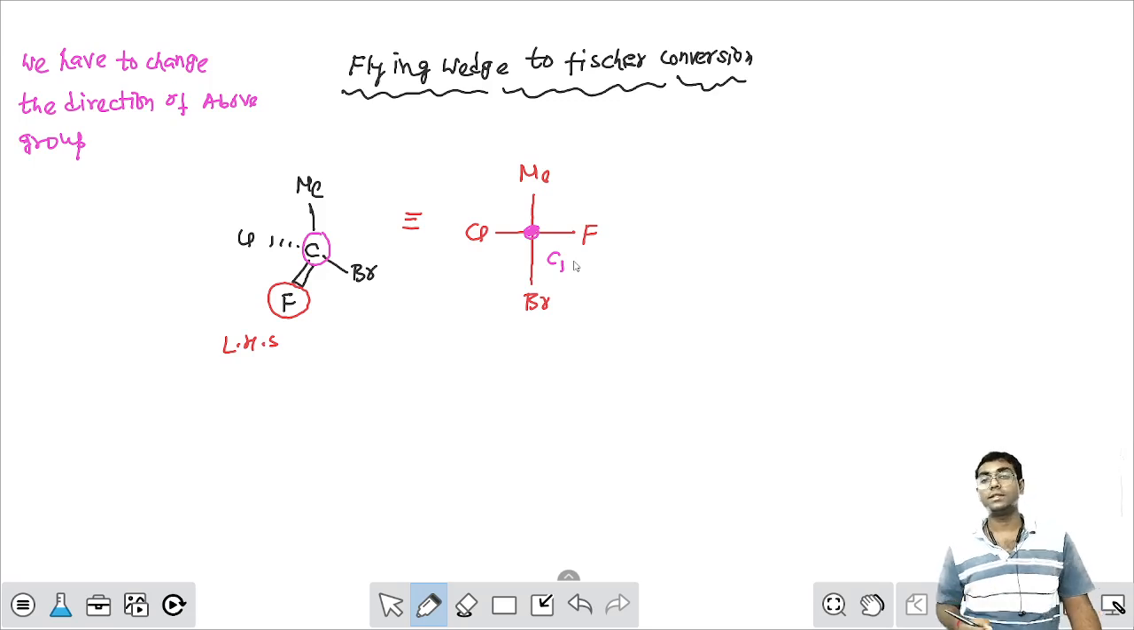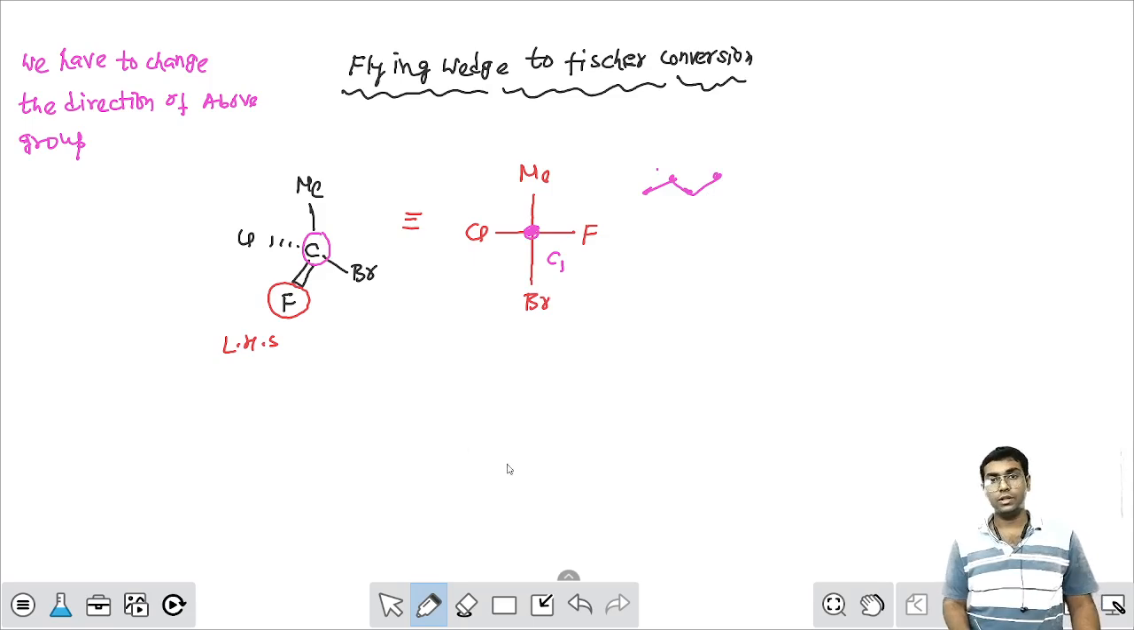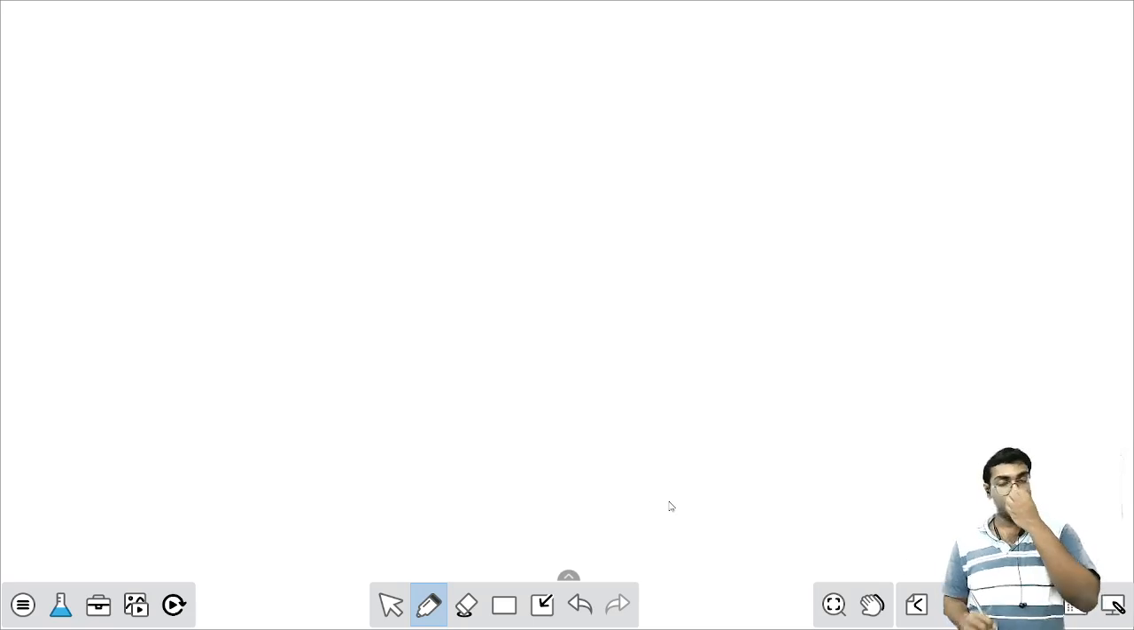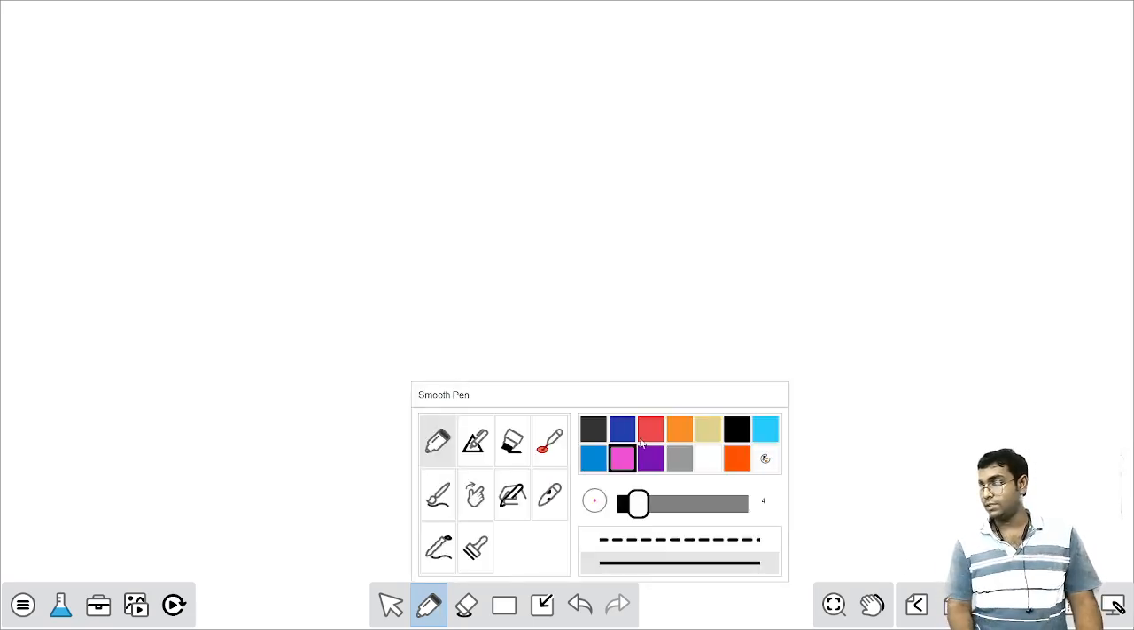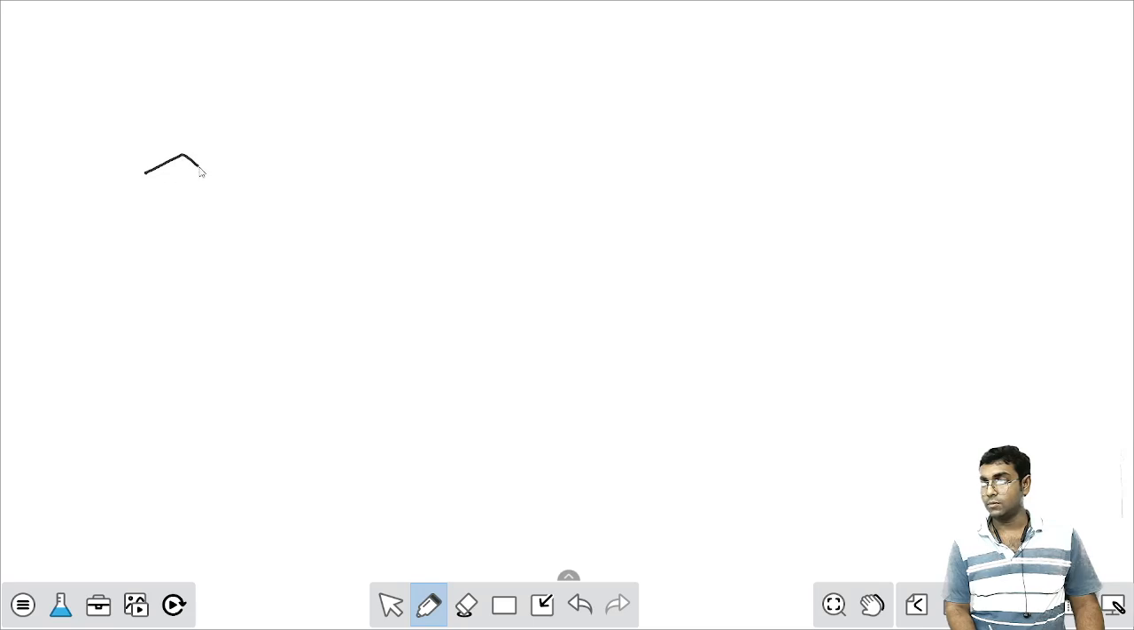But if we increase the chain length, if there are more carbon atoms, how do we approach? The trick will be the same, and the things will be quite similar. So let's take an example. Let's suppose we have this kind of molecule.